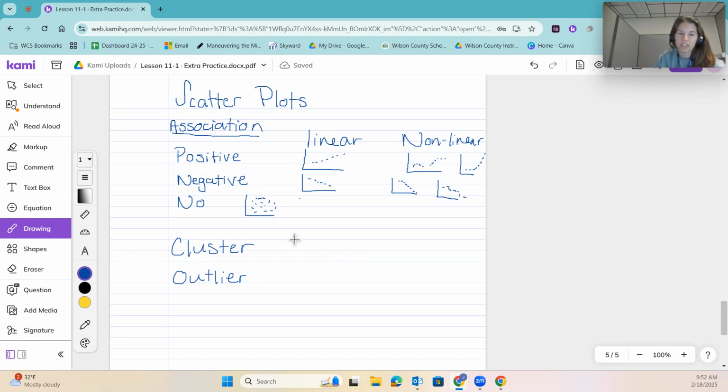Now, clusters are where we have groups of dots all really close to each other. This here would be our cluster. And an outlier would be if we've got a bunch of data here and then we have a random dot here. This would be our outlier. So those are some key terms that we need to know when we're looking at scatter plots.